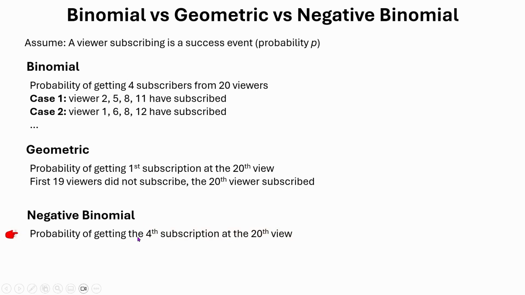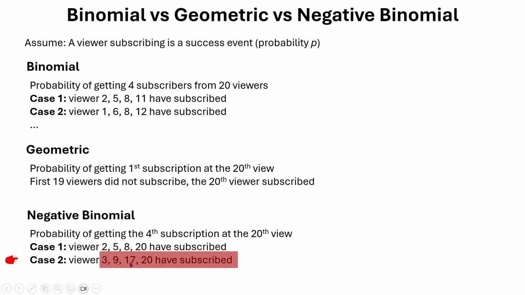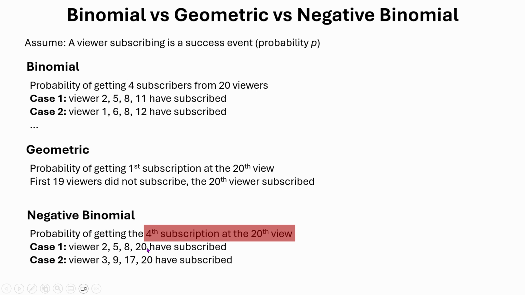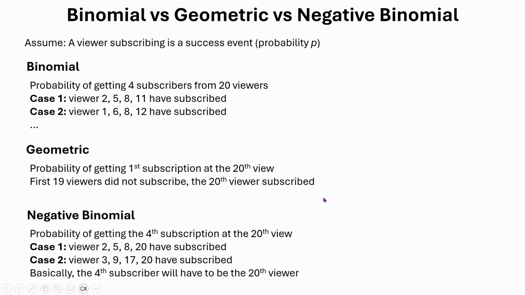Now you may confuse this with binomial because these things look similar, but here is the thing. In negative binomial, this can be one of the cases. Viewers 2, 5, 8, and 20 have subscribed and the others did not subscribe. Case 2 can be viewers 3, 9, 17, and 20 have subscribed and others have not subscribed. You can see a pattern here. The pattern here is that the 4th subscription has to occur in the 20th trial. That is the fundamental difference between negative binomial and binomial, because in binomial the 4 successes can happen at any time. But here the 4th success has to happen at the 20th view. So that's the difference between these 3 distributions.